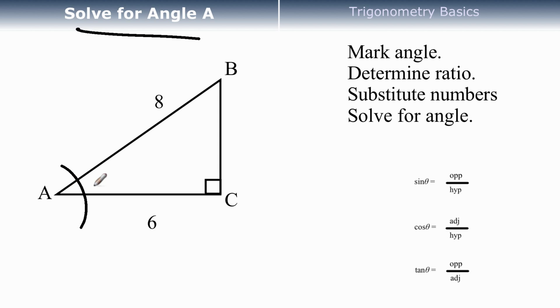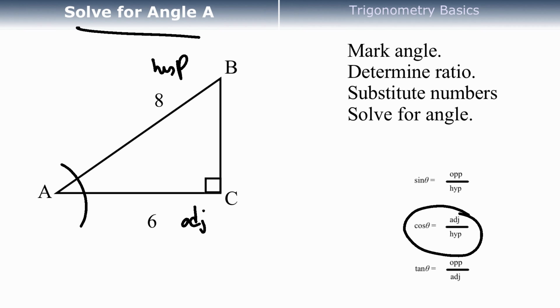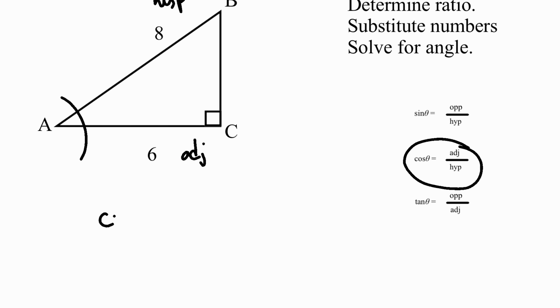So let's identify what the sides are. So that's the opposite side. This is your hypotenuse. And this side here must be the adjacent side. So what I do is I use whichever ratio has an adjacent and a hypotenuse in it. That would be cos. So to solve for that angle, I'm going to go cos of an angle is equal to the adjacent side over the hypotenuse side.